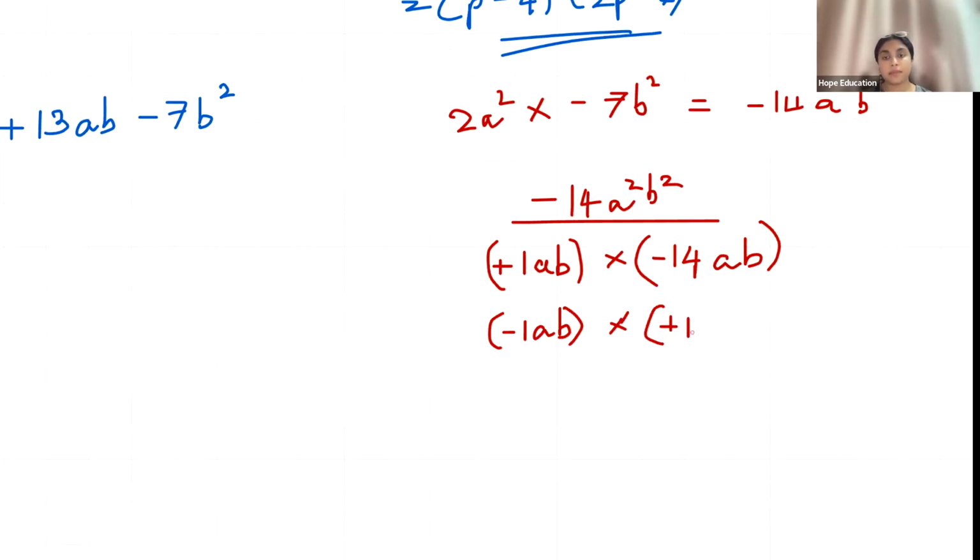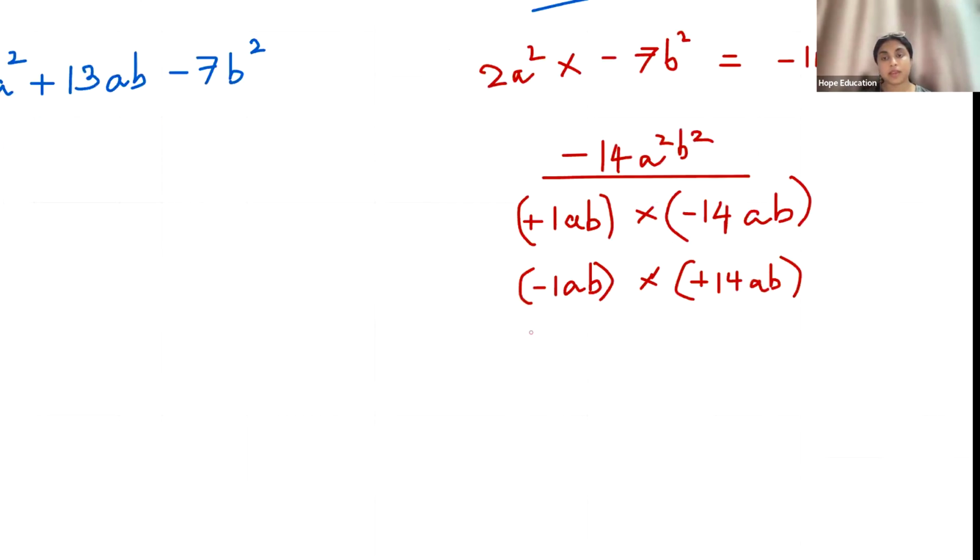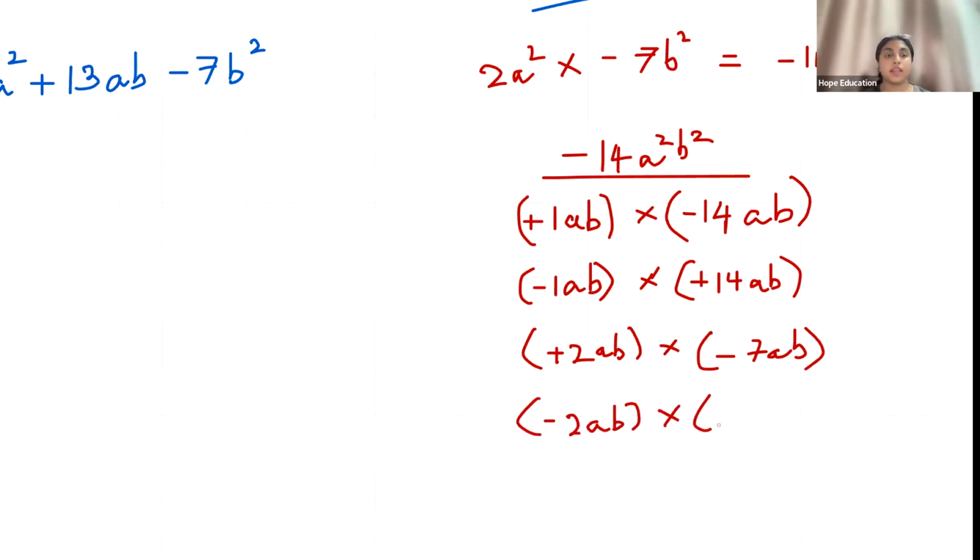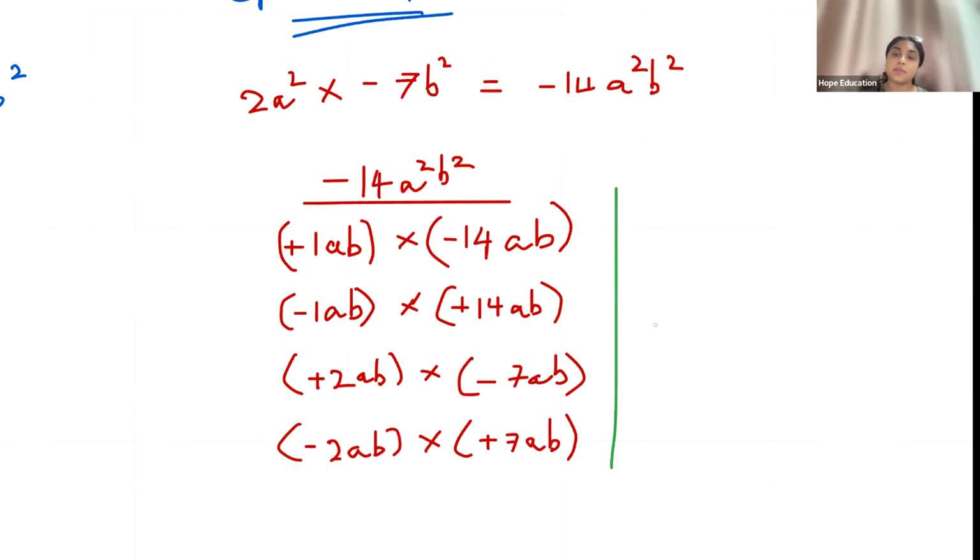We can also take plus 2ab, minus 7ab. Or minus 2ab, plus 7ab. These are the options. Now we will add and see. Plus 1ab minus 14ab, we get minus 13ab.